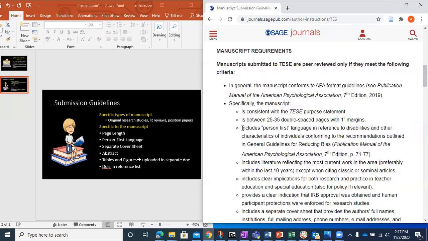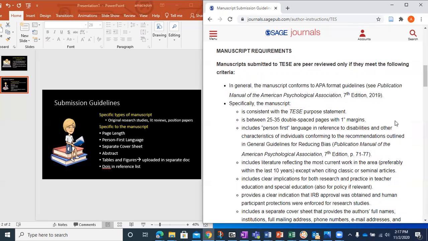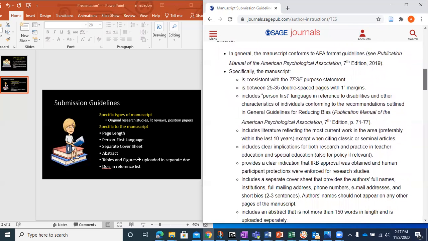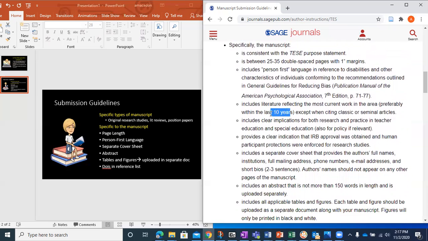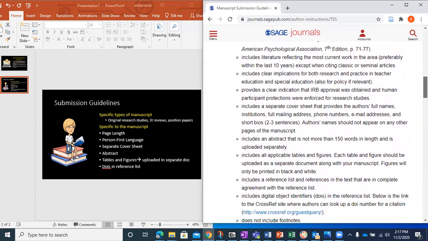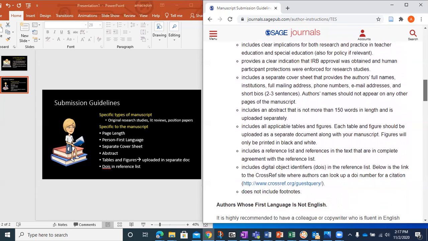It's looking specifically at including person first language within the manuscript. And then it's also looking at literature that reflects current work, which they define as within the last 10 years. So it's important to note that as well. Of course, you want to include clear implications for research and practice, policy if that's relevant to your specific manuscript, and then providing a clear indication that IRB approval was obtained.